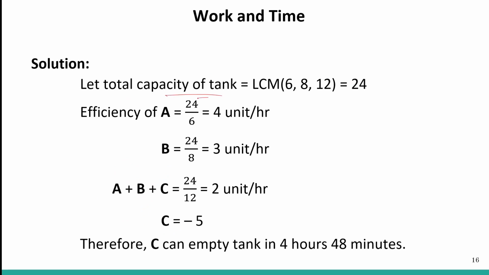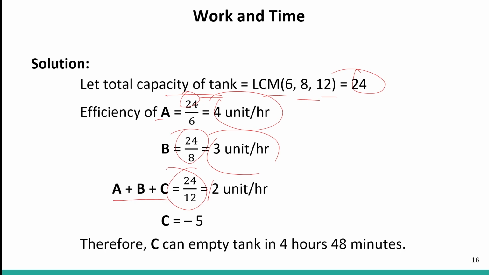So the total capacity of the tank is the LCM of 6, 8 and 12, that is 24. So efficiency of A is equal to 24 by 6, that is 4 units per hour. And efficiency of B will be 24 by 8, that is 3 units per hour, right? So A plus B plus C is equal to 24 by 12, that is 2 units per hour. So C is equal to nothing but -5. So C can actually empty the tank in 4 hours and 48 minutes.